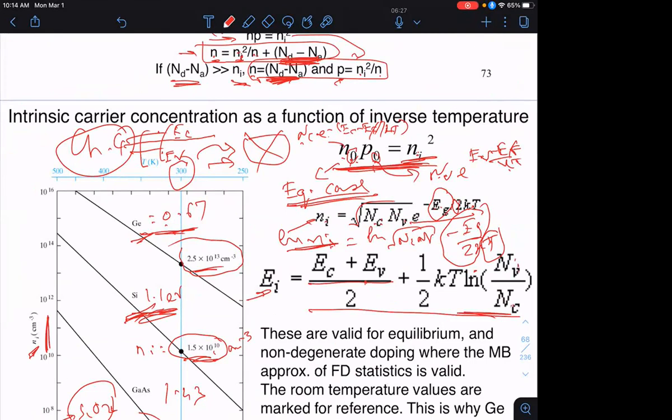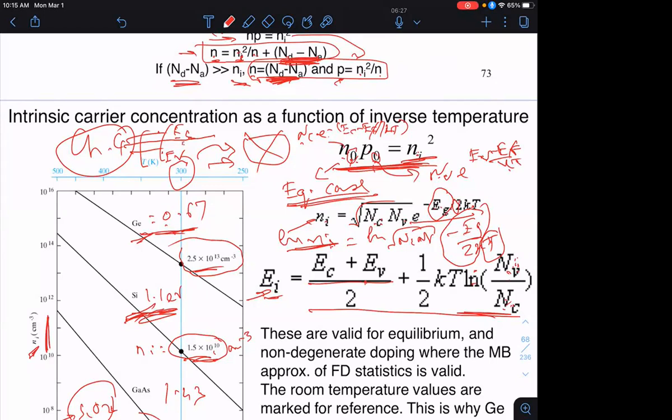So if the bands are symmetric, where MV, the mass in the valence band, equals the mass in the conduction band, NV would be equal to NC. So I'd get log of 1, which is 0, in which case the EI would be exactly in the middle of the gap. But in general, NV and NC will be slightly different, and you'll find that the EI will be biased just a little bit in favor of the lower lying density of states.